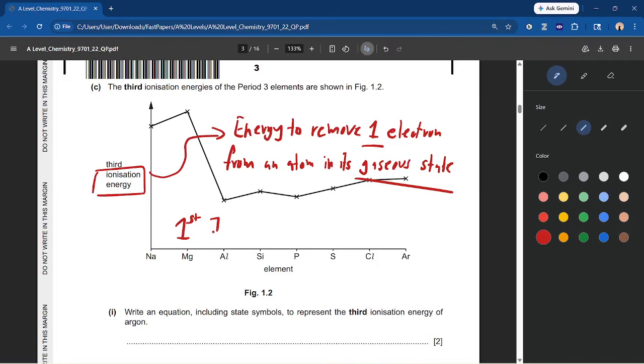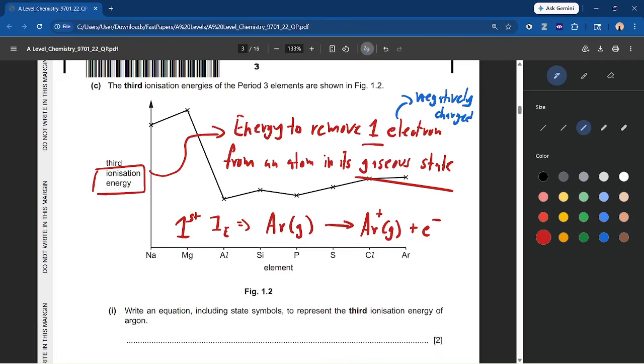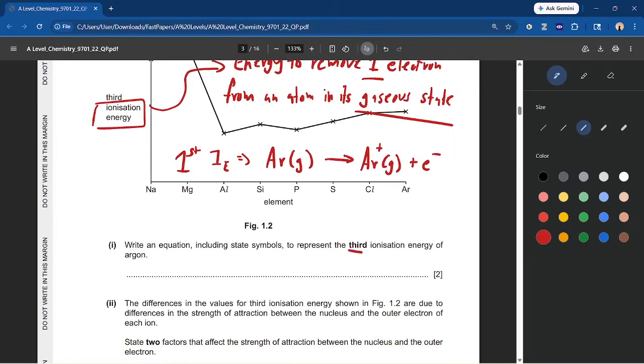So what that essentially means is, if we're writing the first ionization energy, let's say, for example, for argon. So argon would go like this, and then it's in its gaseous state, and you give an arrow and give Ar+, because you've lost an electron. So electrons are obviously negatively charged. So because they're negatively charged, when you lose an electron, argon becomes positive. And remember, it's still in its gaseous state. And then you're going to give plus 1 electron. So over here, what's bolded is third ionization energy.